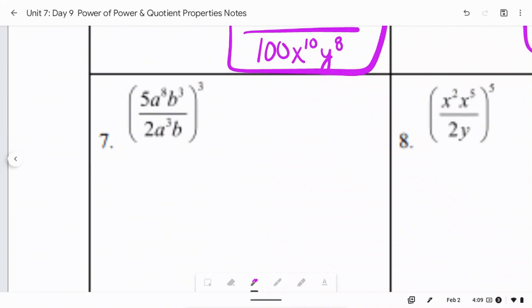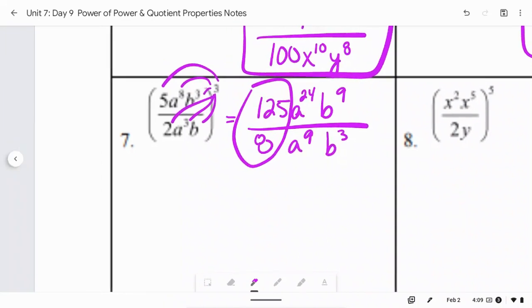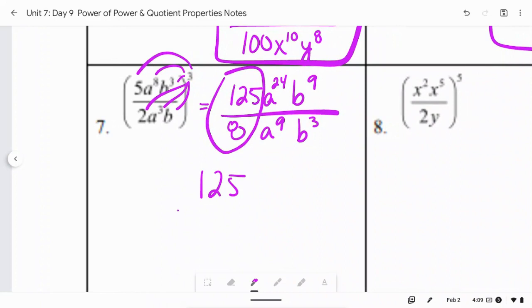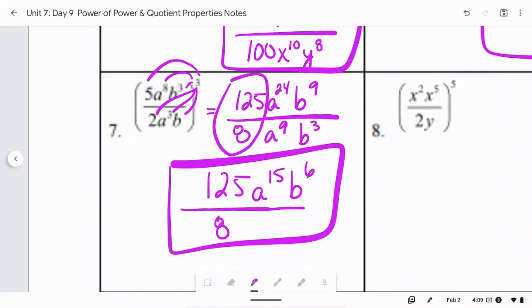Next one, example 7, let's distribute first. 5 to the 3rd power, 125, then multiply your exponents. So I get a to the 24th, b to the 9th, and then 2 to the 3rd power is 8, then I get a to the 9th, b to the 3rd. So I'm going to check to see if I can reduce the coefficients, and you actually can't. So you're going to leave it as 125 over 8, and then subtract your exponents. So 24 minus 9 gives me a to the 15th. 9 minus 3 gives me b to the 6th. And that would be your final answer.